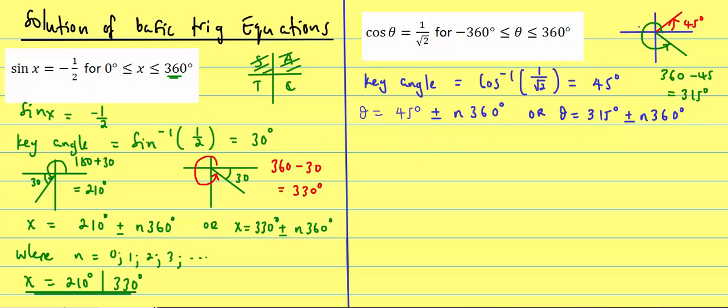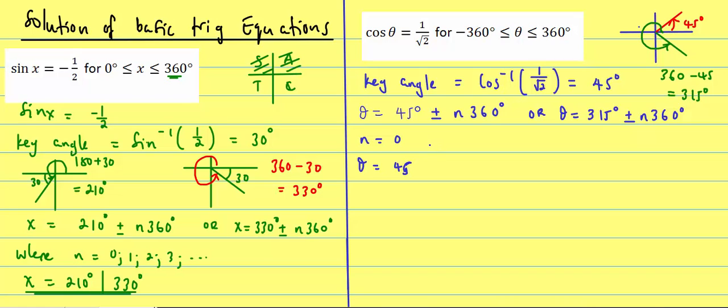Now I'm looking for the values of theta which will satisfy this given domain here. I have to start from minus 360 degrees and stop at positive 360 degrees. So I'm just going to consider this first general solution here. Now when n is equal to 0, we will find that theta is equal to 45 degrees.